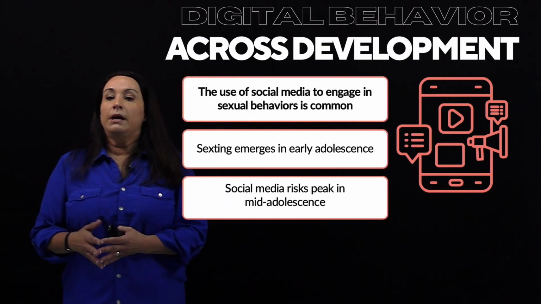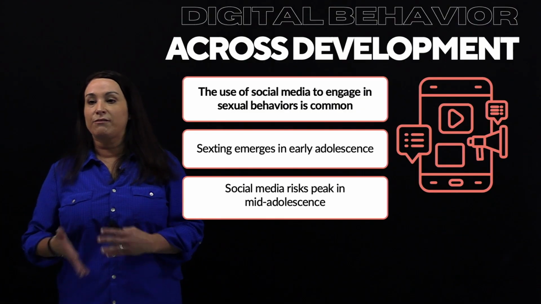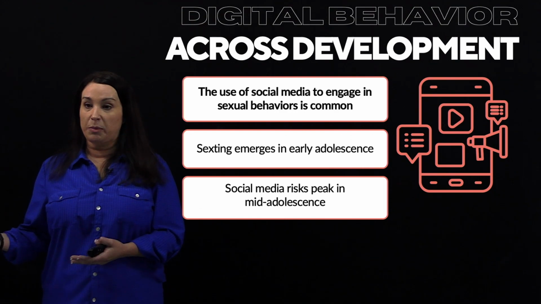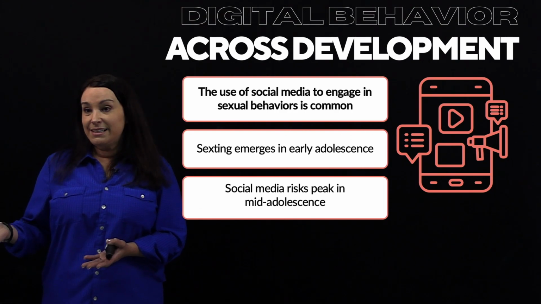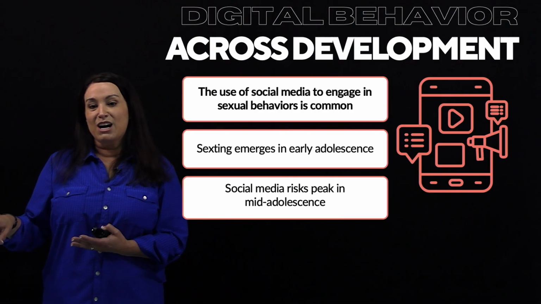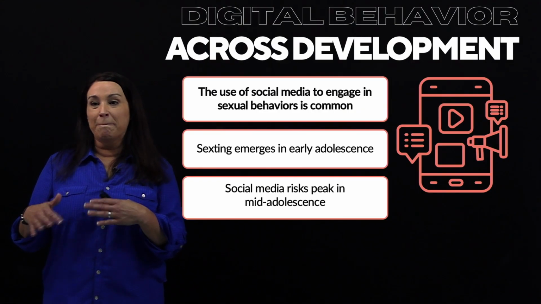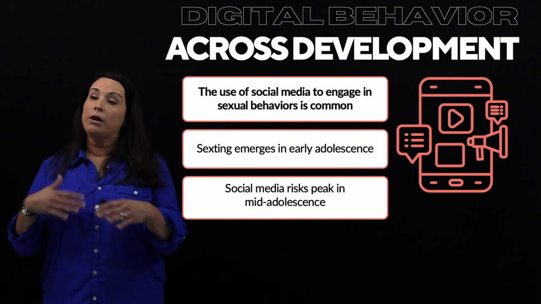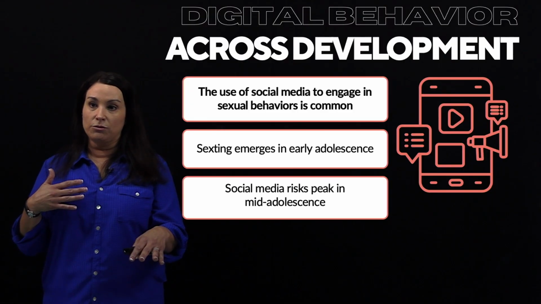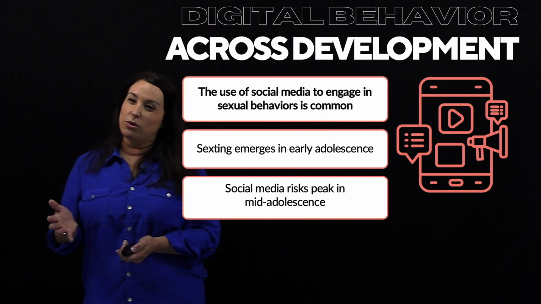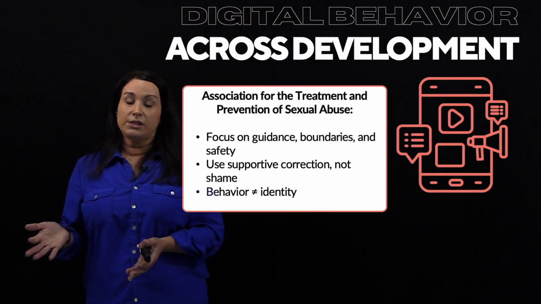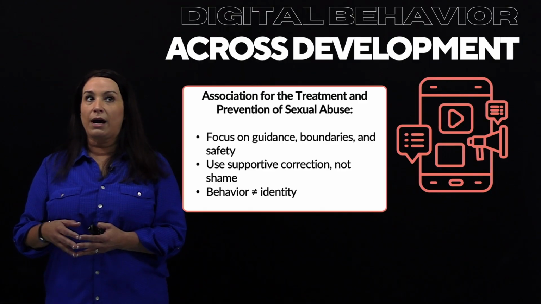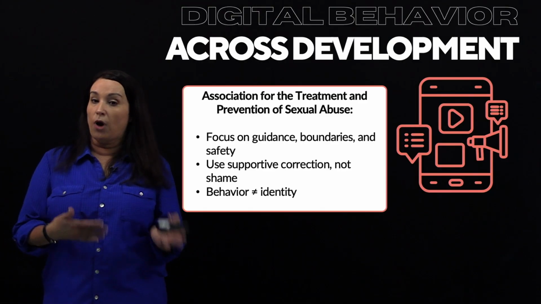Social media. This is an ever-changing field, so you have to stay on top of trends. The use of social media to engage in sexual behaviors is very common. Sexting emerges in early adolescence, and social media risks peak around mid-adolescence. So the minute you give a kid a phone, you need to be talking to them. If they're not mature enough to talk about this, they don't need to have a phone, is probably a good rule of thumb. The Association for the Treatment and Prevention of Sexual Abuse does offer guidance about how to talk with kids with respect to pornography, for example.